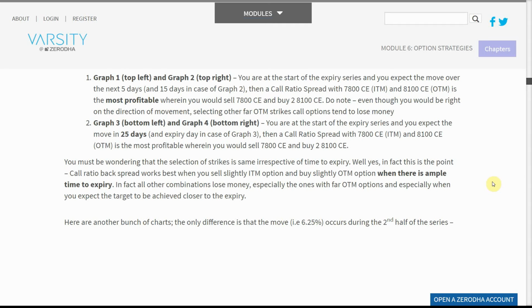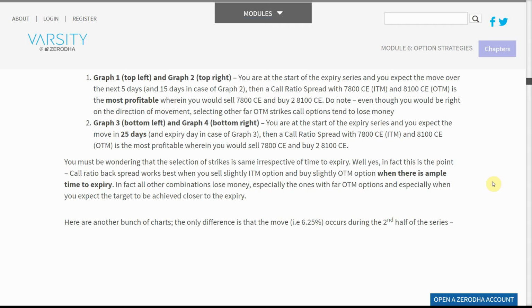You must be wondering that the selection of strikes is the same irrespective of time to expiry. Well, yes. In fact, this is the point. Call ratio back spread works best when you sell a slightly ITM option and buy a slightly OTM option when there is ample time to expiry. In fact, all other combinations lose money, especially the ones with far OTM options, and especially when you expect the target to be achieved closer to the expiry.